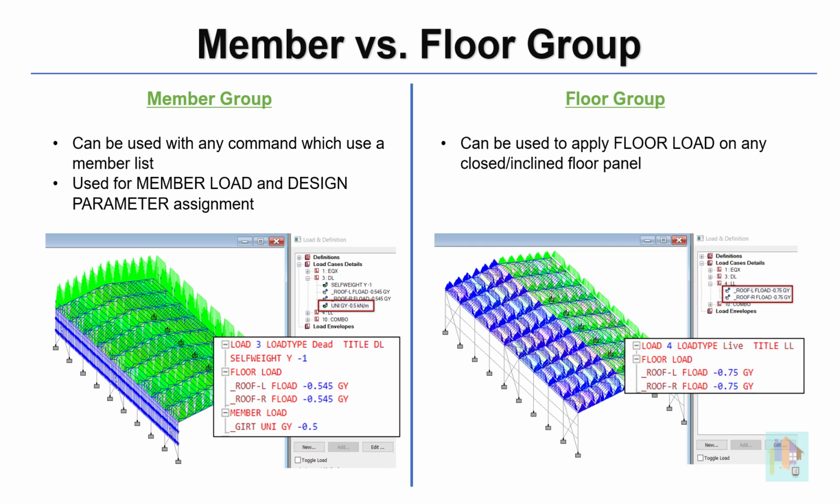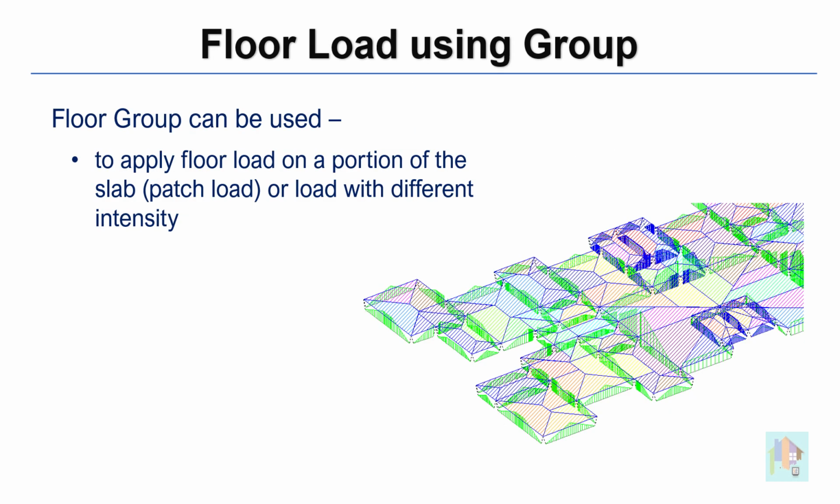This member group is not useful to define a floor load. For that, we need to create a floor group with members which form a closed panel and on which the load is transferred, like all the primary and secondary members of a floor. Using a floor group, we can easily apply a patch load on a portion of the slab, which is very hard using range option.